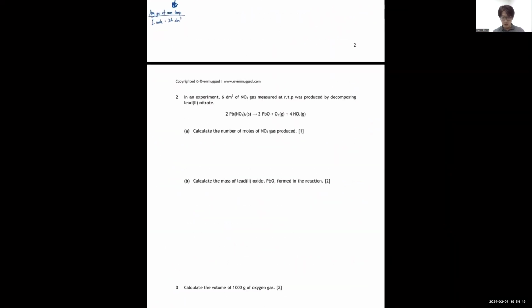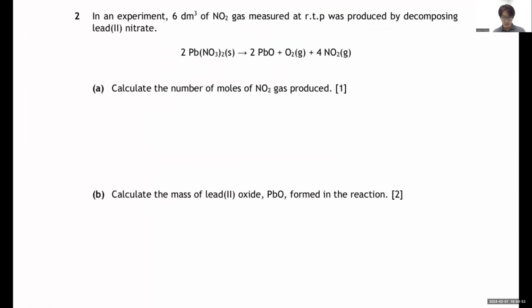Let's move on. Question 2. We have lead(II) nitrate. I'm going to color code it properly. The number of moles of nitrogen gas produced. Oh, we're talking about gas again. Did I just remind you of something about gases? It's very unique to gases only.